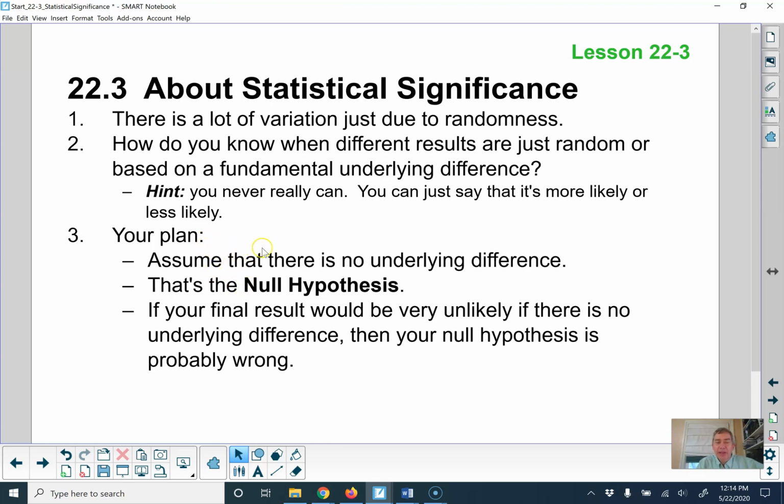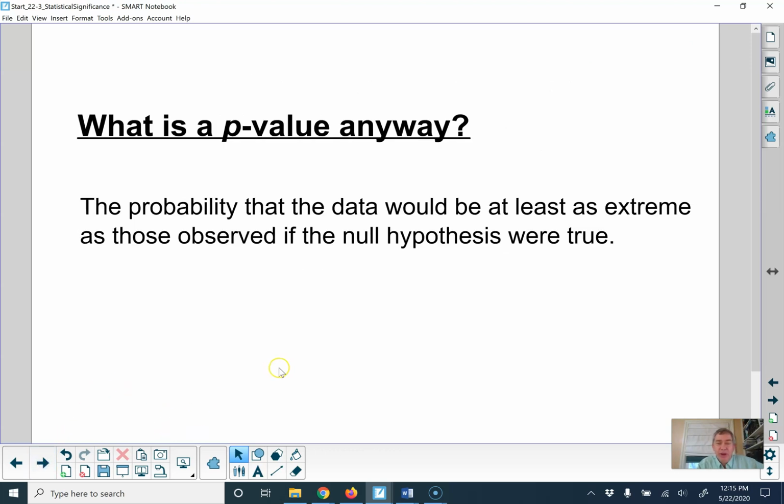So your plan is, assume there's no underlying difference. That's your null hypothesis. And then if your final result would be very unlikely if there's no underlying difference, your null hypothesis is probably wrong. This is the U.S. government, the U.S. legal system, the way it's supposed to work. You're supposed to assume that people are innocent until you prove them guilty beyond a reasonable doubt. And so statistically, the question is, what is a reasonable doubt? We're assuming innocent until we prove beyond a reasonable doubt.